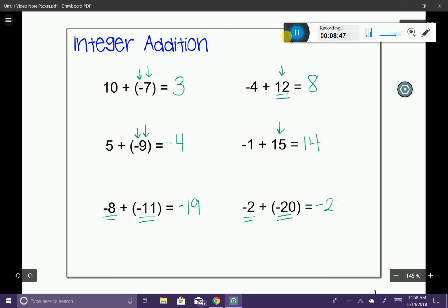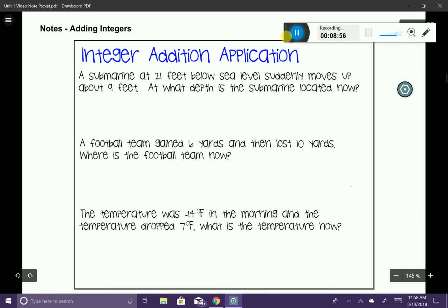Okay, let's go ahead and work some application problems using integer addition now. I have 3 problems here for you. The first problem says, a submarine at 21 feet below sea level suddenly moves up about 9 feet. At what depth is the submarine located now?